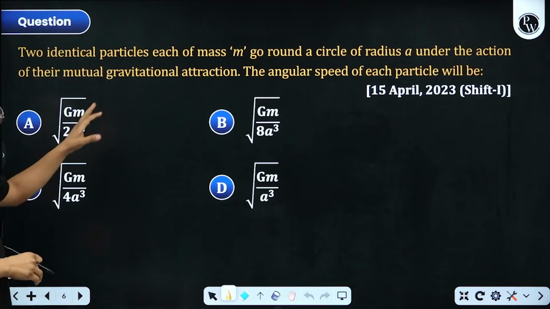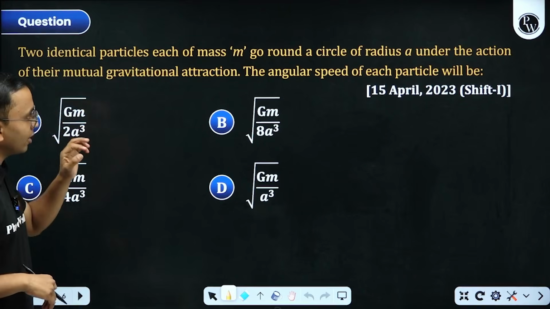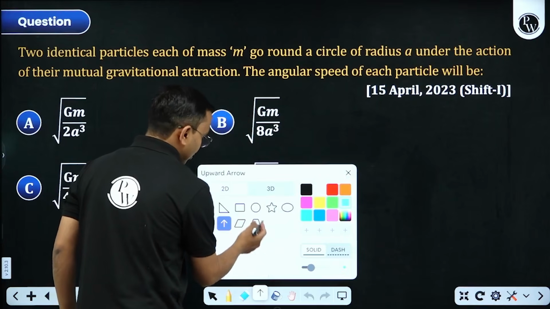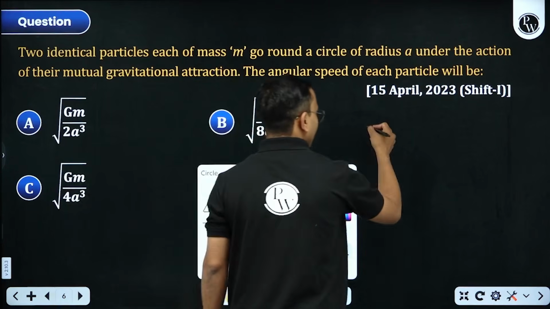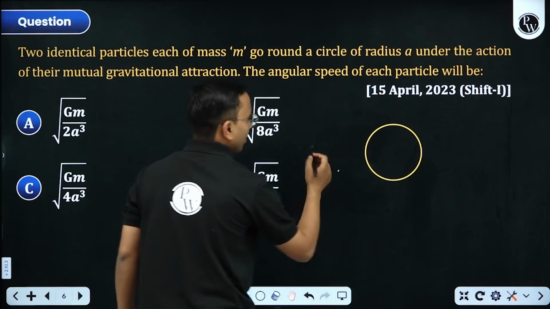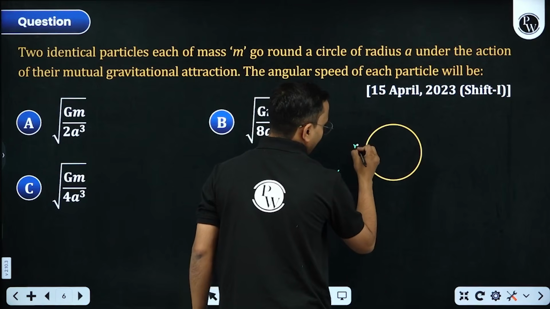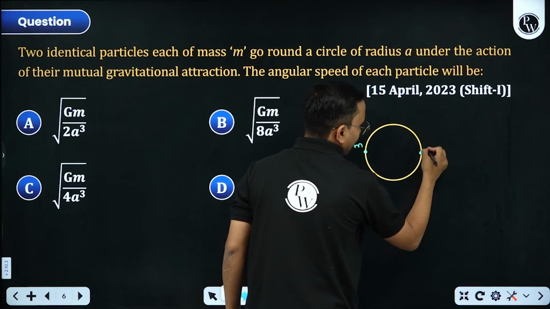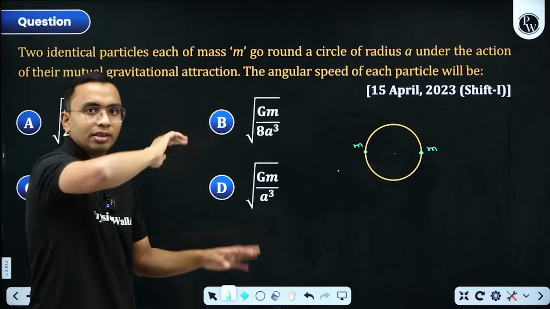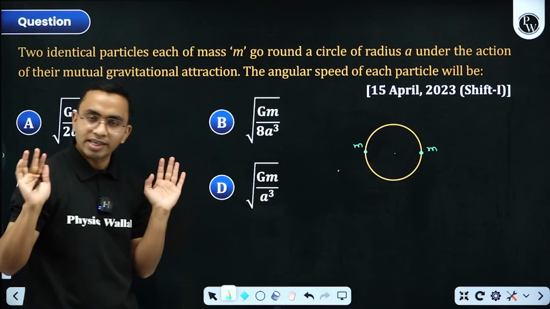Two identical particles, each of mass m, go around in a circle of radius r under the action of their mutual gravitational attraction. The angular speed of each particle is? Okay, so two particles are there. Let us take m1, m2, identical particles, so this is m and this is m. Due to mutual gravitational force, they are moving in a circle. So certainly these two particles will be diametrically opposite. Is there any doubt in this?